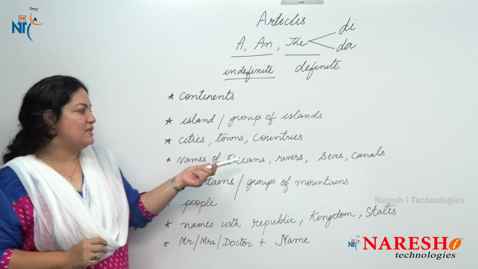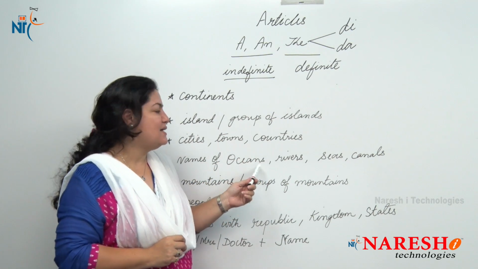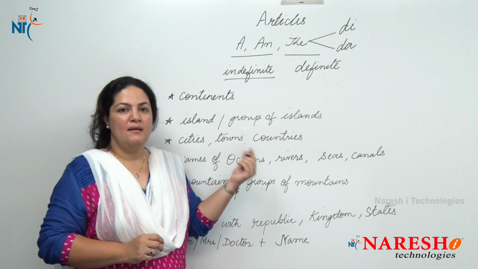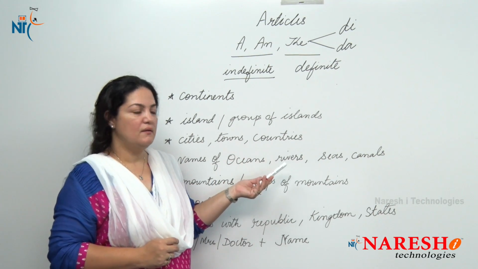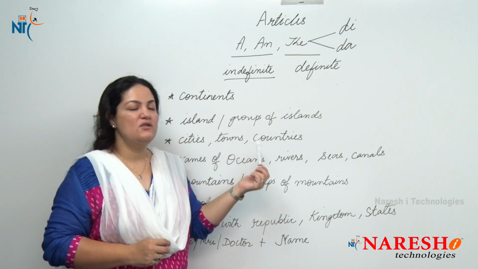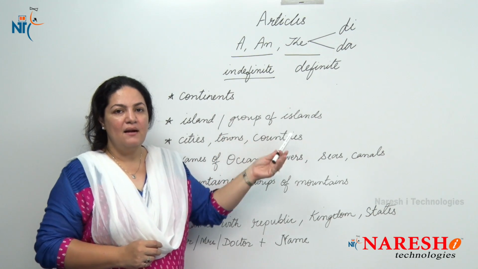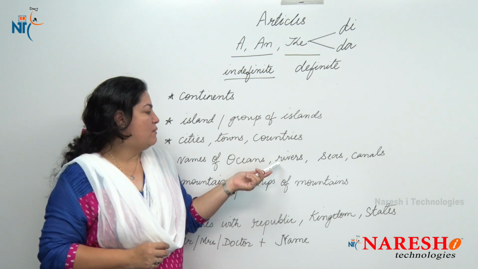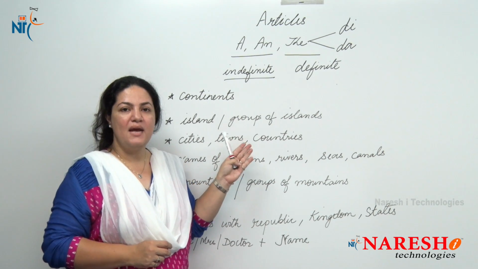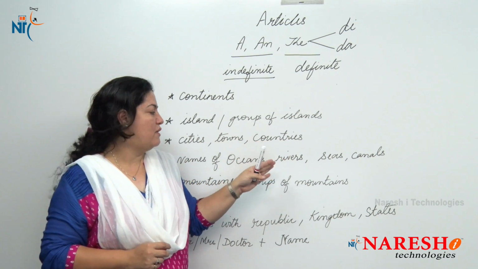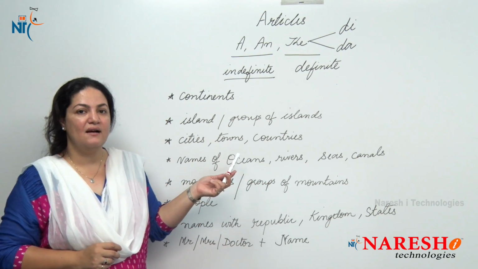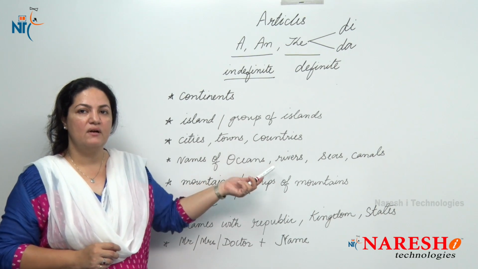Names of oceans, rivers, seas, canals: for all these you always use the before it. For oceans you say the Atlantic Ocean, the Pacific Ocean, the Arctic Ocean. For rivers there are two ways to say it. We say the Nile, which is the longest river in the world, or we can talk about the river Nile. Whichever way you want to say it, with the word river or without, for all rivers it will be the. The most common river that we have in India is the Ganga. So I can say the Ganga or the river Ganga.